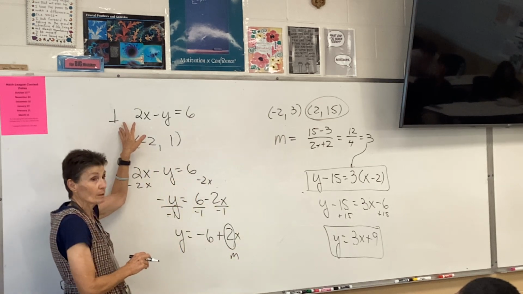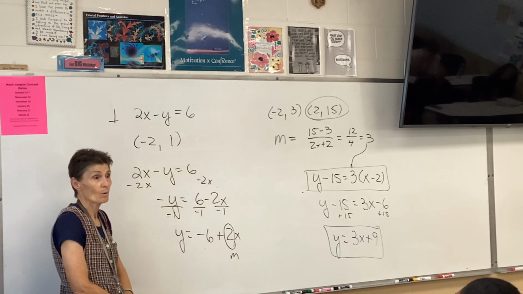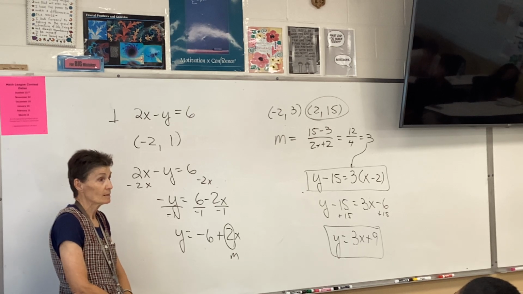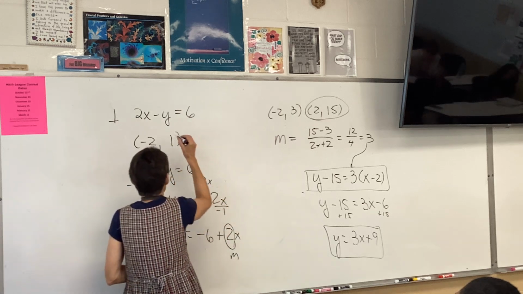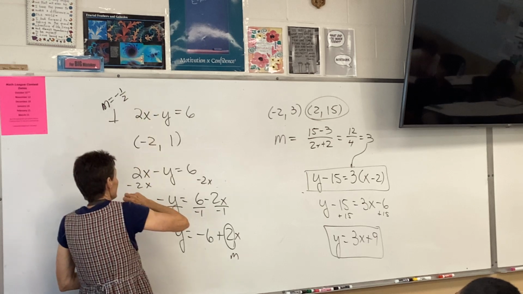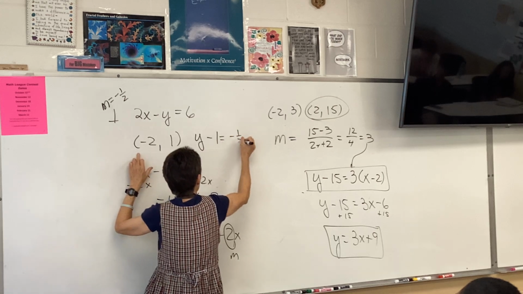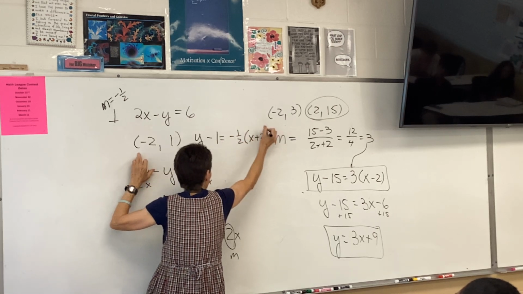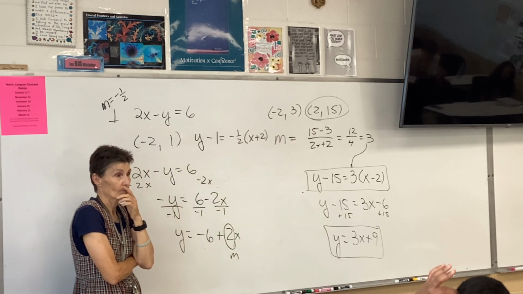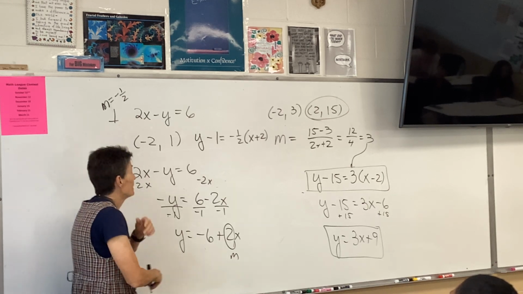If this said parallel, then I would use 2. But it says perpendicular, so I gotta use opposite reciprocal, which is negative 1/2. So here's my point. My slope is going to be negative 1/2. Y minus 1 equals negative 1/2 x plus 2. Is that okay? What form is this?